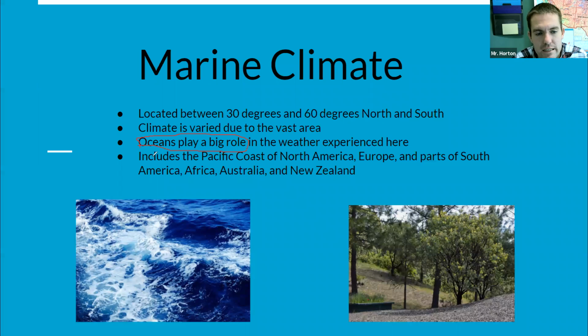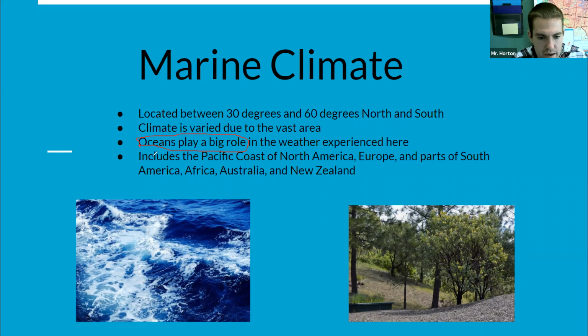The marine climate tends to be located between 30 and 60 degrees north and south of the equator. So we start off a little bit further away from the equator, and the climate is varied due to the vast area. The climate is affected by the ocean. So the marine climate is any climate that's around the ocean or right along the ocean, right along the beach, right along the coast, is where we get our marine climate.